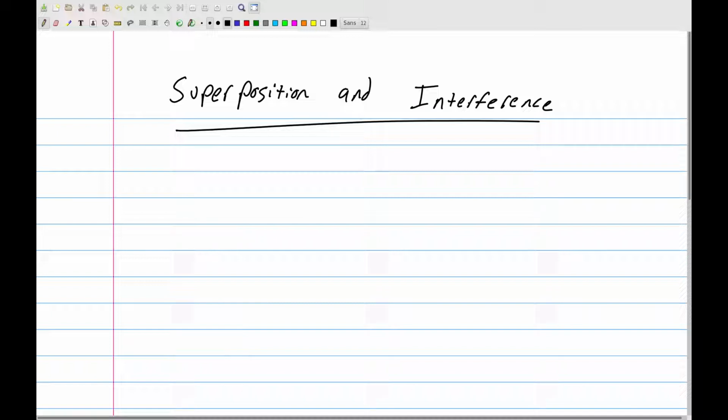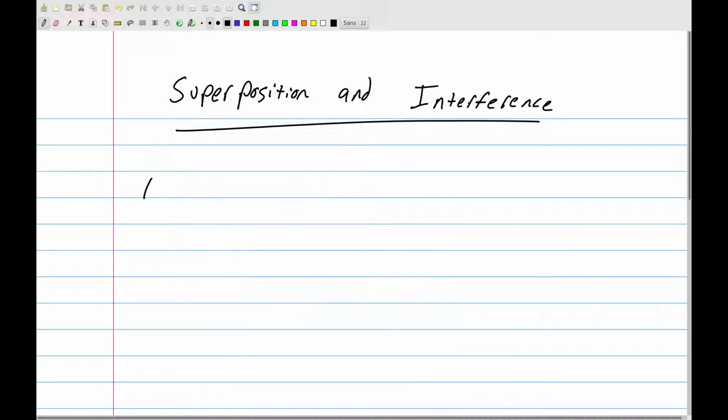So let's dive into this in a little bit more detail. Superposition and interference. Okay, so the idea of superposition is pretty simple. Like I said, it's the idea that waves interact.